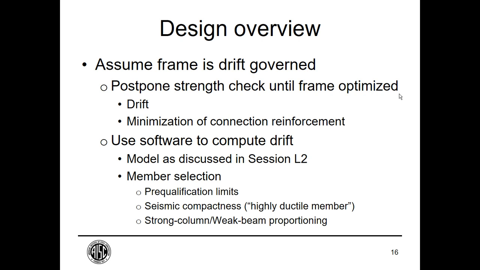We don't want to waste our time selecting a member that's efficient to use for the drift limit, but then isn't allowed to be used in a special moment frame. And finally, we also have a requirement in the seismic provisions that we maintain this so-called strong column, weak beam proportioning, so that the hinging tends to occur in the beam and not in the column.